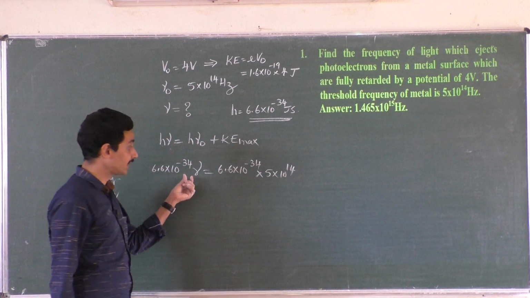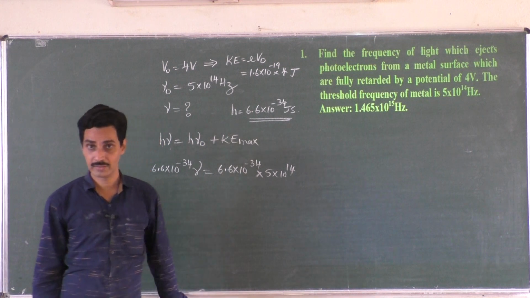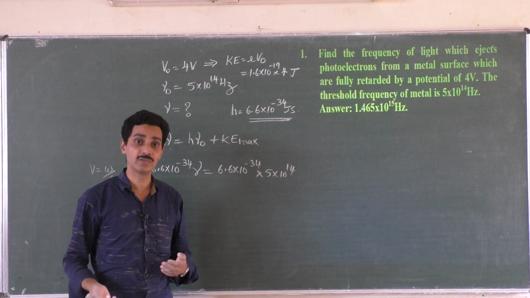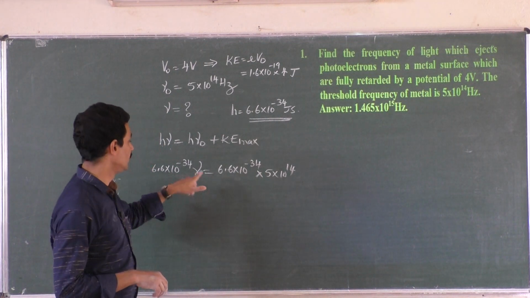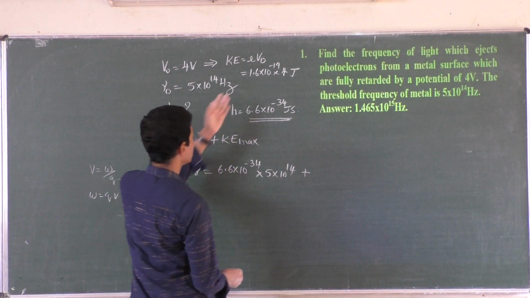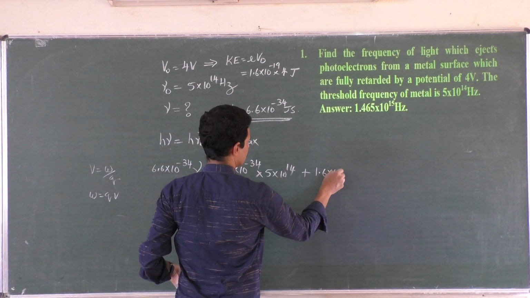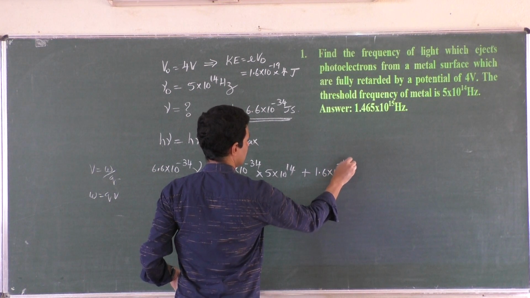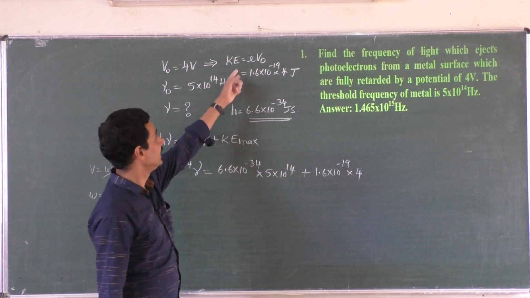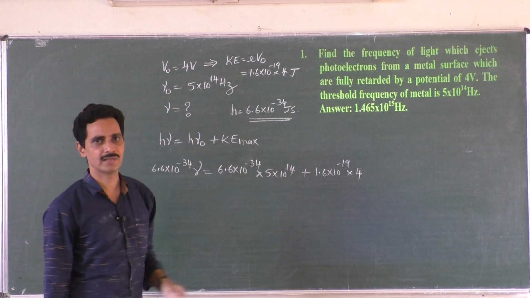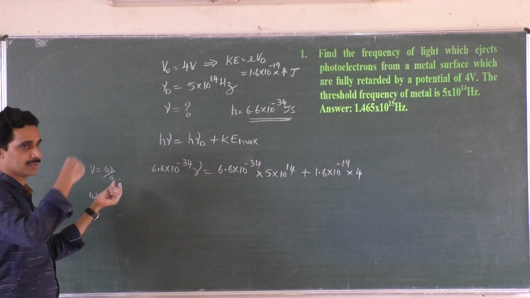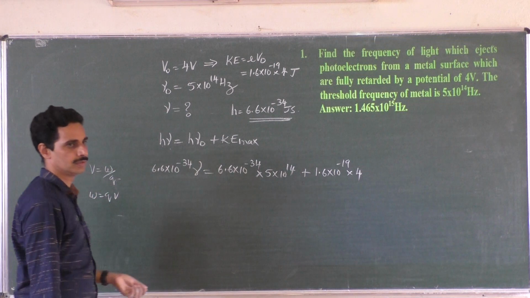Remember, our answer nu should be greater than this. Do you know why it is so? Because any frequency that removes electrons should be greater than the threshold frequency. So, nu should be greater than 5 into 10 to the power 14. Plus, maximum kinetic energy, already got, 1.6 into 10 to the power minus 19 into 4 joules, right? So, eV naught, kinetic energy is always charge into potential difference. Because work done in taking the charge by the battery is the potential difference.